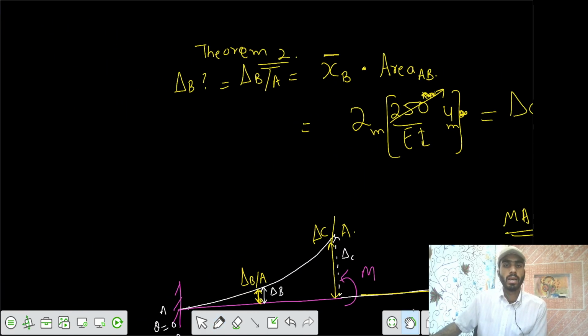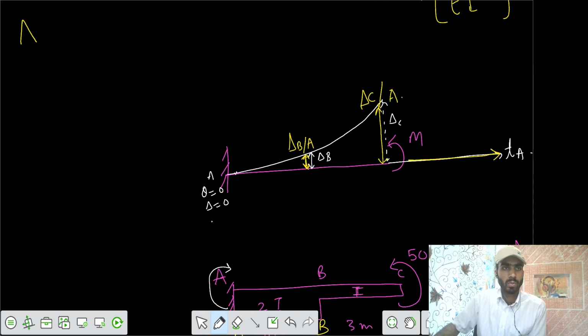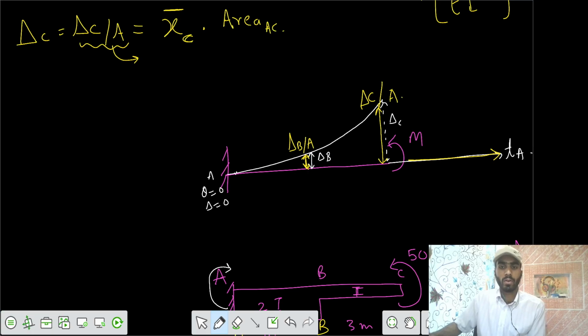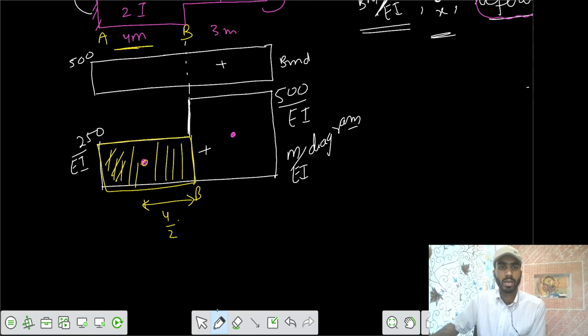Once you have delta B, now you want to find delta C. Similarly, we can apply the moment area method between the two points A and C. So delta C equals the deflection at C with respect to the tangent at A. This equals the centroidal distance of the area between A and C, about point C, into the area between A and C. What is the area between A and C? Here we have two areas, one smaller area and one bigger area. So we need to get separate centroids, and then sum those moments of area.